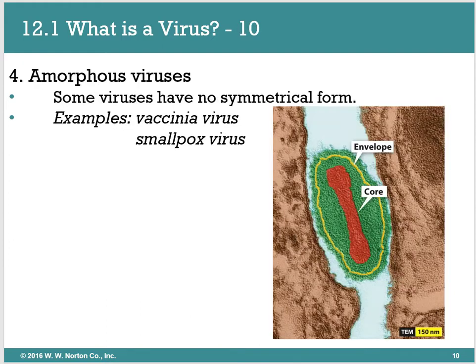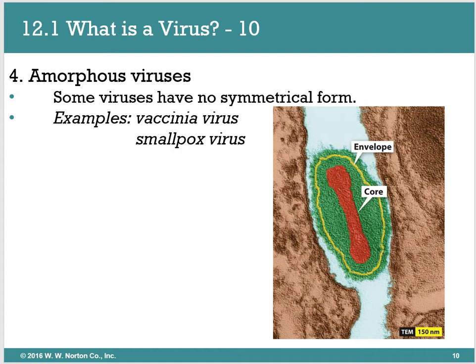And then the last one is amorphous. So amorphous, they have no true structure. They're not symmetrical like the other ones, but they do have an envelope that does protect the core of the genome. And then an example of that is smallpox.